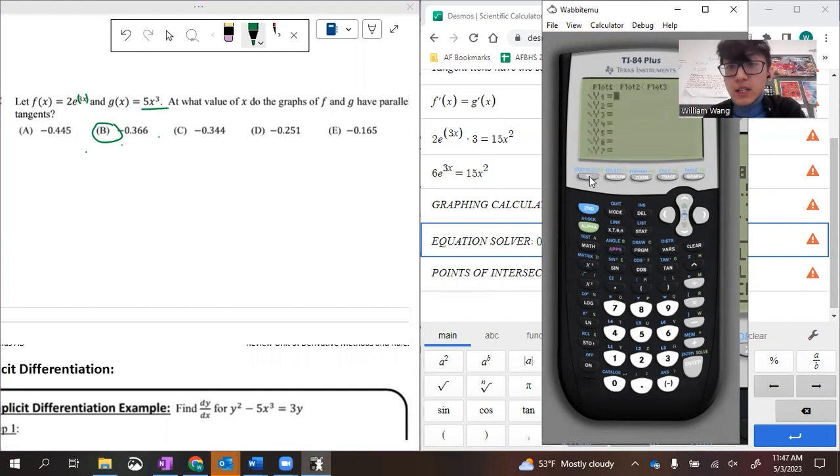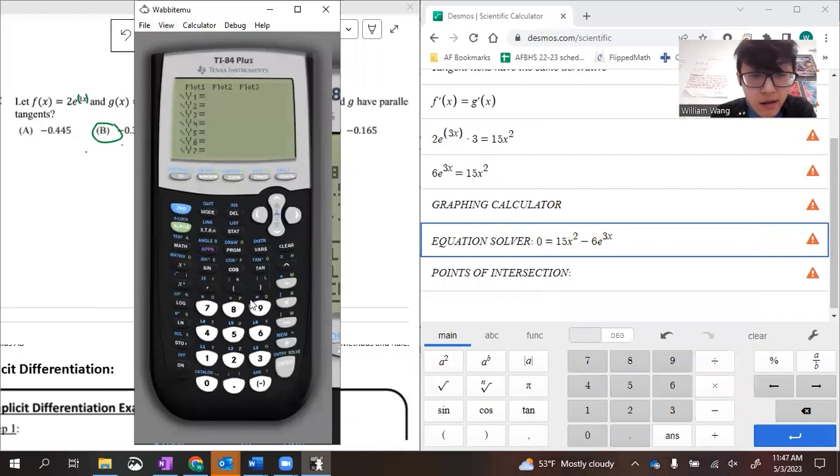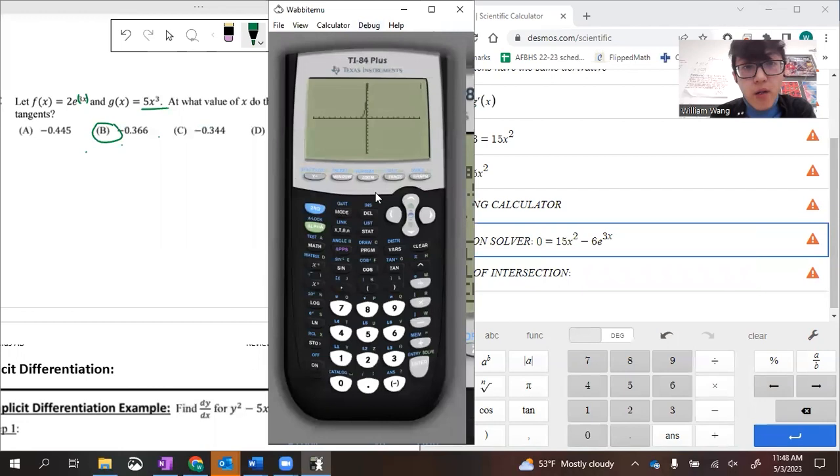Another way I can solve this is if I go to my graphs and plot these two equations. So what was it? 6e to the 3x. And I'm also going to plot 15x squared. I'm going to graph these two. Cool, I want to find where they intersect. So let me zoom in just so I can get a better look. That looks pretty messy over there. Okay, that's one of my equations.